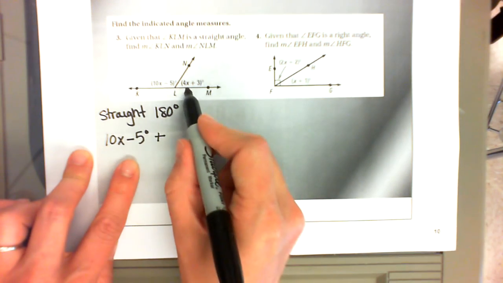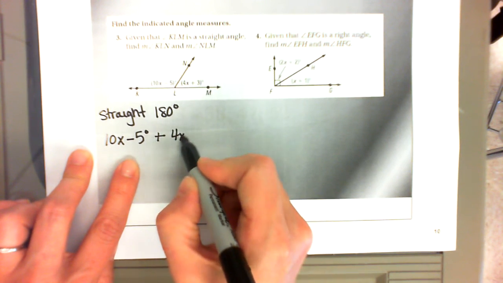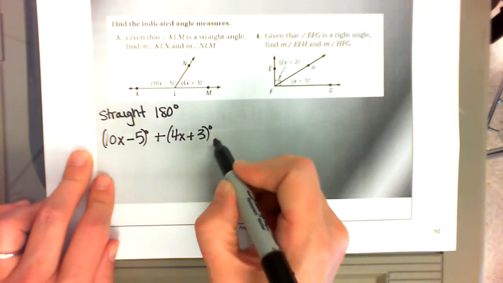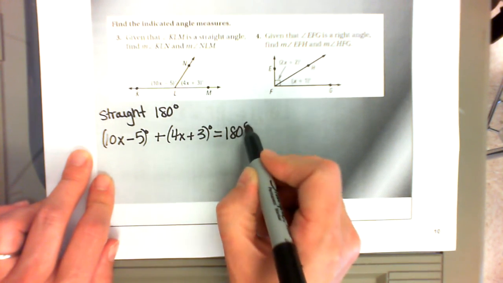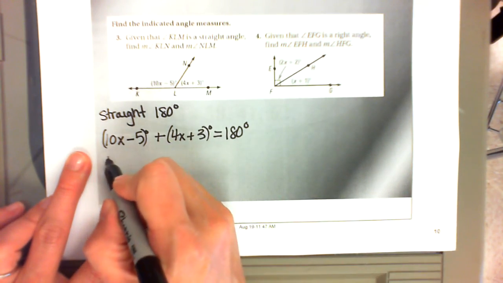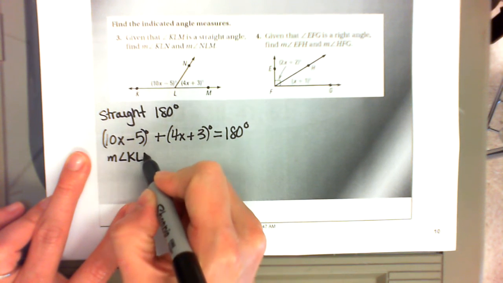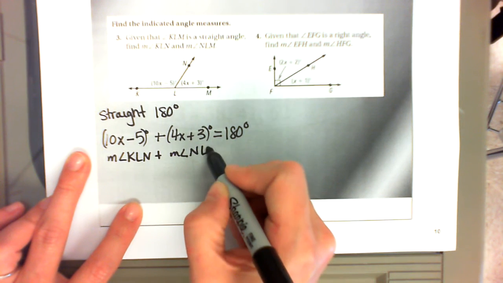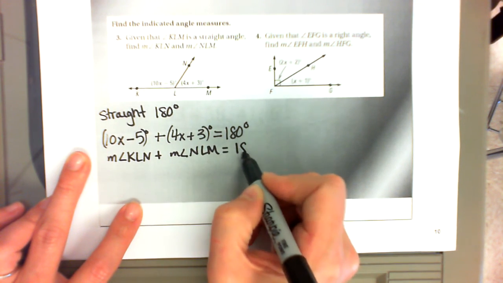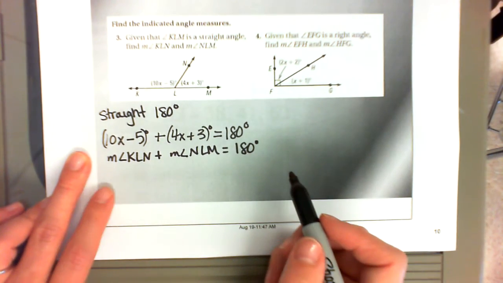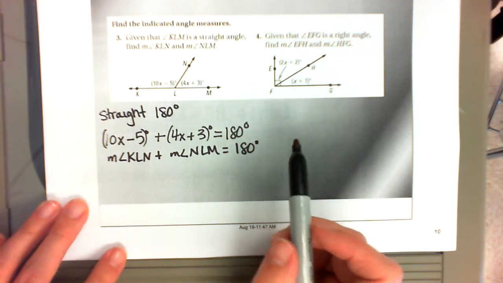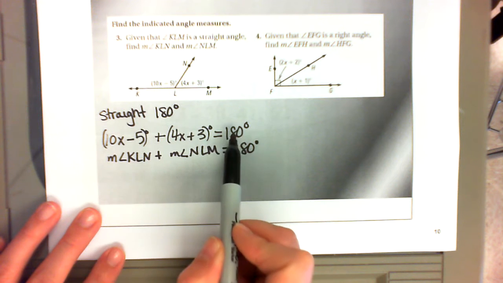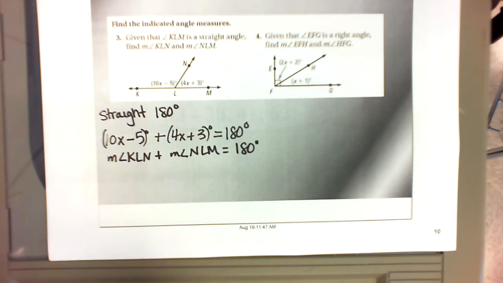And together with this 4x plus 3 degrees is a straight angle, 180 degrees. I could also write it like this. The measure of angle KLN plus the measure of angle NLM equals 180 degrees. So we're going to take this equation and we're going to solve for x. So take a minute and try to do that yourself.